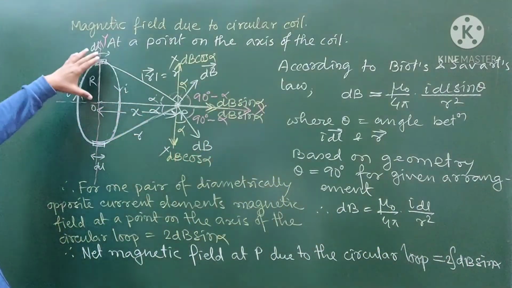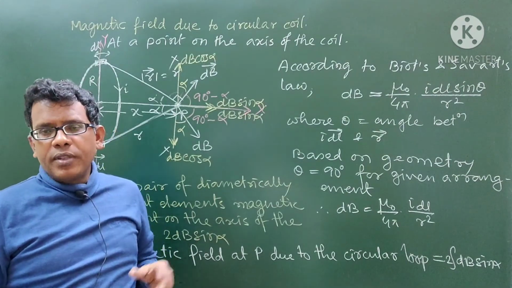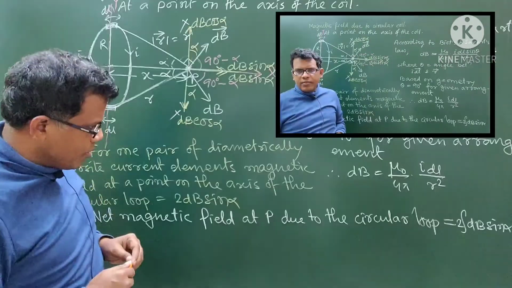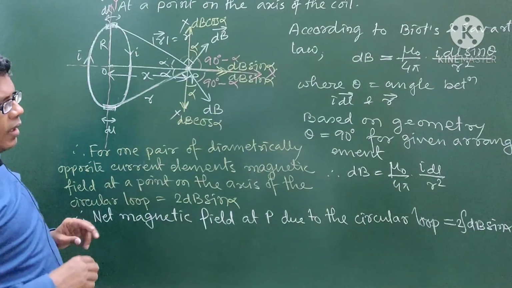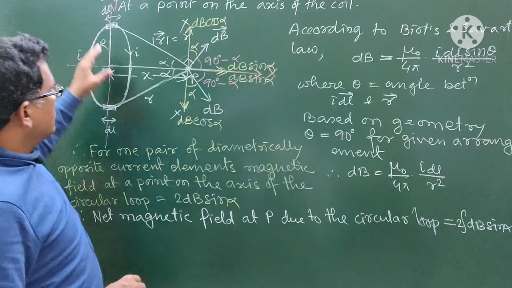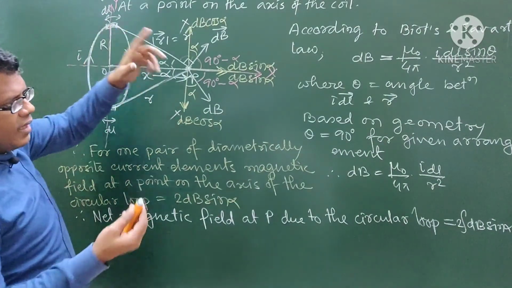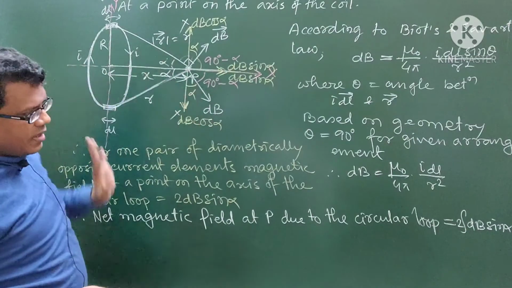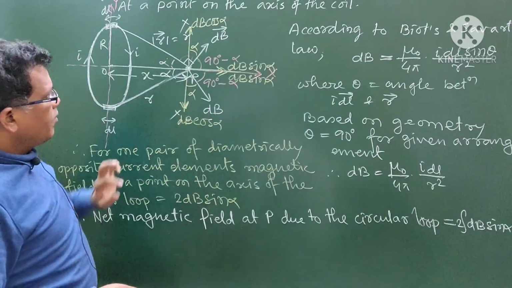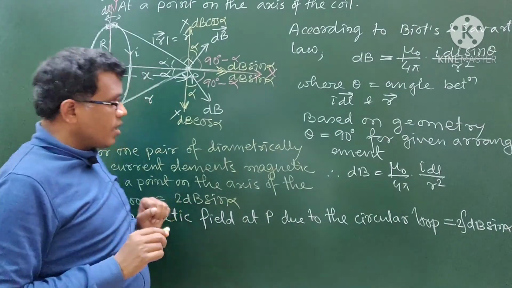In one step of calculation we are taking the result of 2 elements. So if there are 100 elements, then I'll have to integrate it for 50. Is that clear? Now instead of dB I can write this, because dB is mu naught by 4 pi I dl sin 90 by r square. So r is this. Sin alpha will be the constant angle that will appear with all the elements.